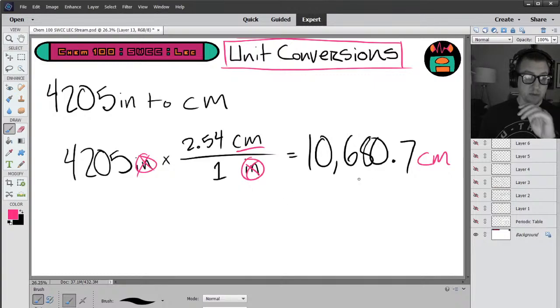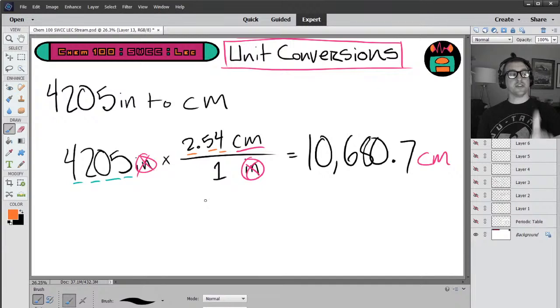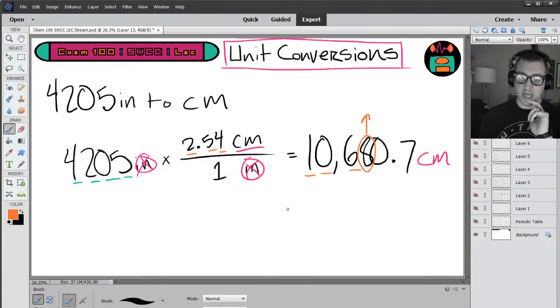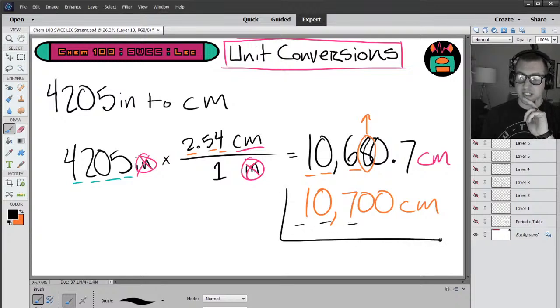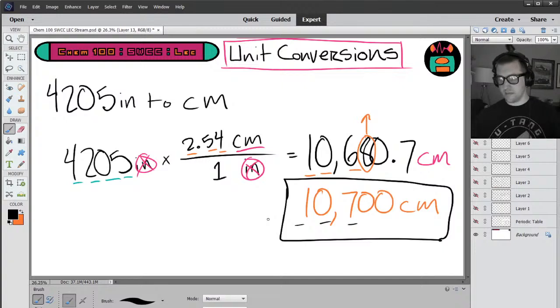Now we have to ask, how many sig figs can we have? Well, our initial measurement has 1, 2, 3, 4 sig figs in it, but our unit conversion only has 1, 2, 3. So in this calculation, our unit conversion is going to limit our sig figs. We can only have 1, 2, 3 sig figs. 8 is going to round up. So our final answer will be 10,700 centimeters, because this number only has 1, 2, 3 sig figs in it.